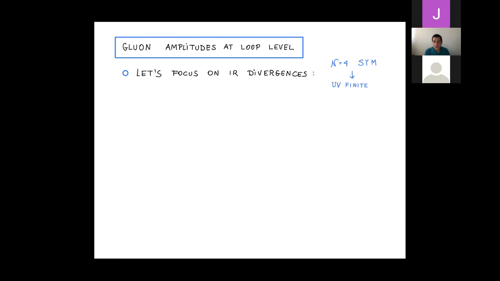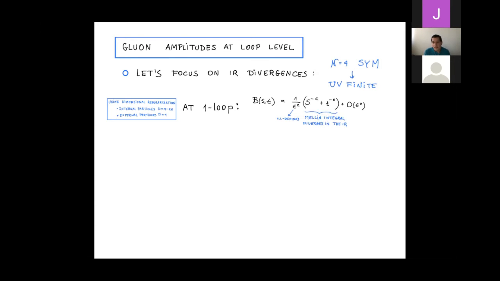Let me just focus on the IR divergences. And for that, I will choose a very specific example where UV divergences are not there. So I choose to study N=4 super Yang-Mills. This is a UV finite theory. However, it has infrared divergences. So here epsilon is defined by d equals 4 minus 2 epsilon. And also this expression diverges in the IR.